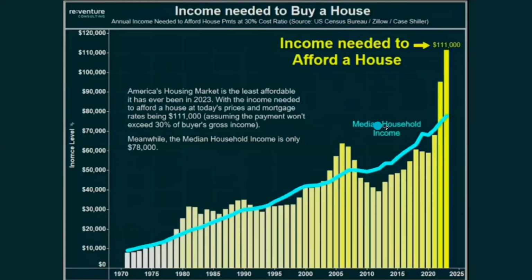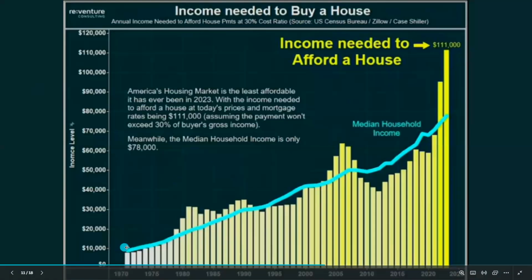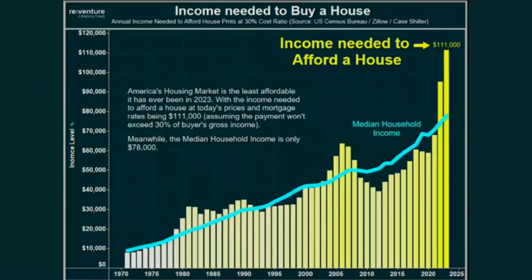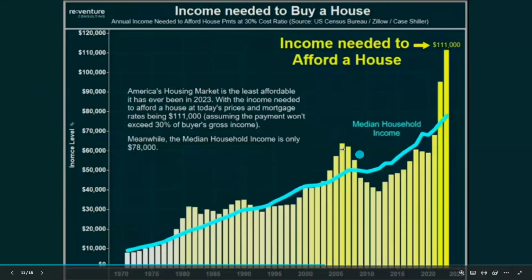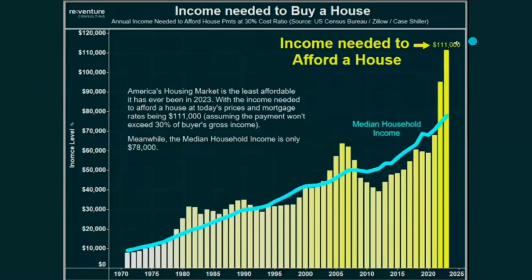But this blue line here does a really good job of showing you guys the median household income. So you can see, typically in the 70s and heading into the 80s, it was very affordable for someone in the US to buy a house, right? It was below that blue line here, meaning your average median household could typically afford a house. And then there are these periods here where it gets a little bit overextended. And you can see here, we're just astronomically high, right? So currently the income needed to afford a house is much higher than the median household income.